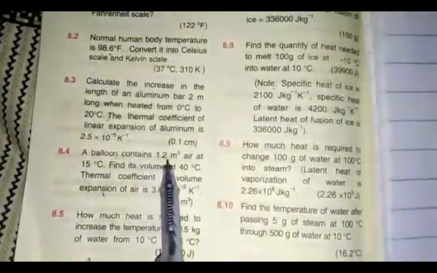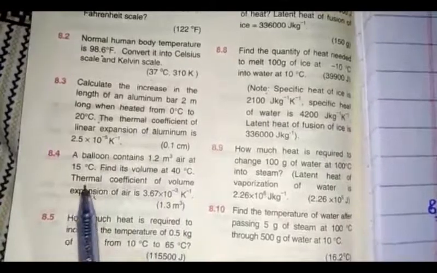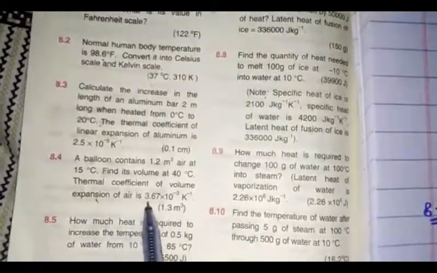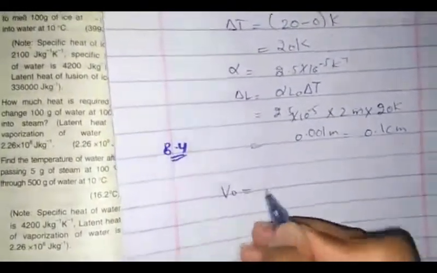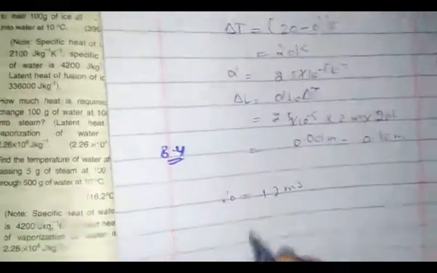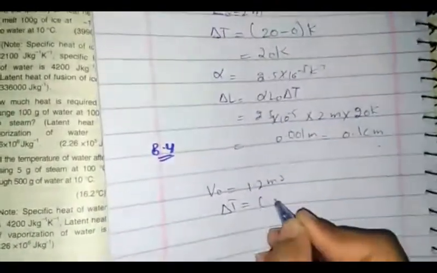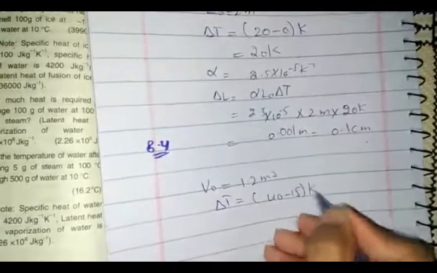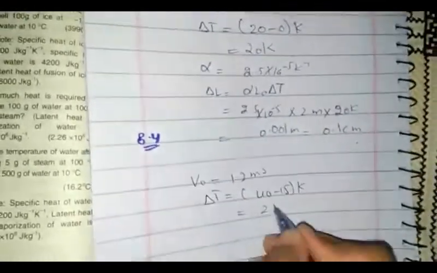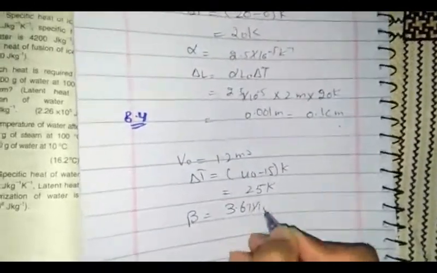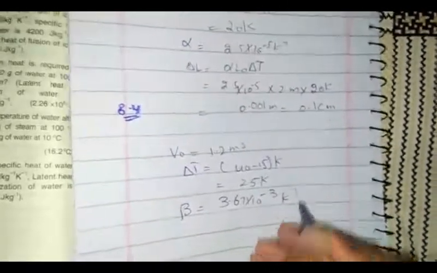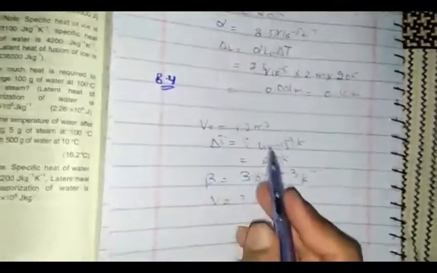Now students, numerical number 8.4: a balloon contains 1.2 meter cube of air at 15 degree. Find its volume at 40 degree. The thermal coefficient of volume expansion of air is given. Students, the original volume V0 is equal to 1.2 meter cube. Then the change in temperature is 40 minus 15, that becomes 25 Kelvin. The coefficient of volume thermal expansion is 3.67 into 10 raised to power minus 3 per Kelvin. We have to find the volume at 40 degree centigrade.